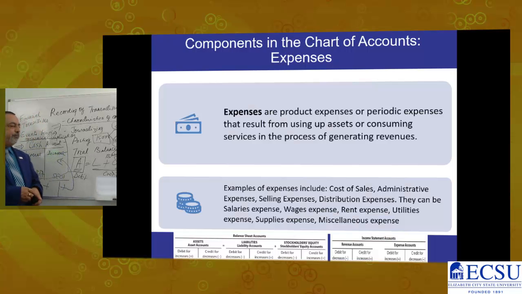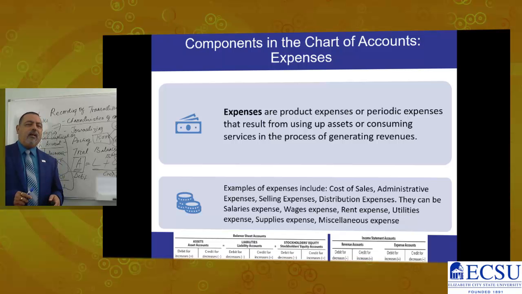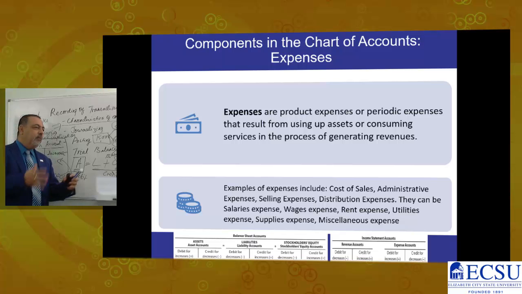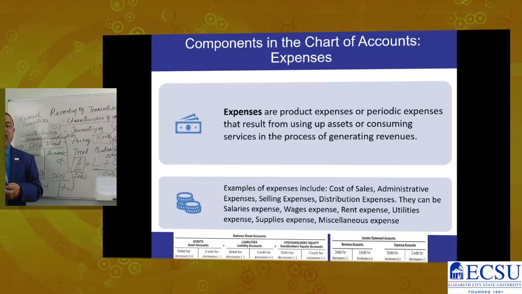Now, the next element that we're going to talk about is expenses. Expenses are product expenses or period expenses. There are two kinds of expenses. Both result from using up assets or consuming services in the process of generating the revenue. We will not call them expenses if we are not using them to generate the revenue.